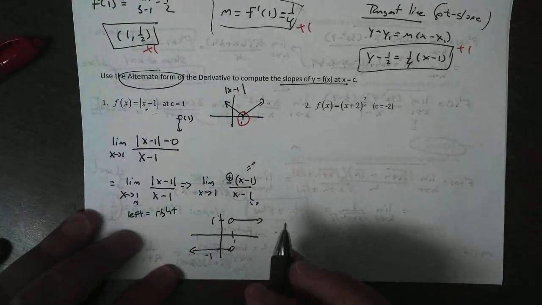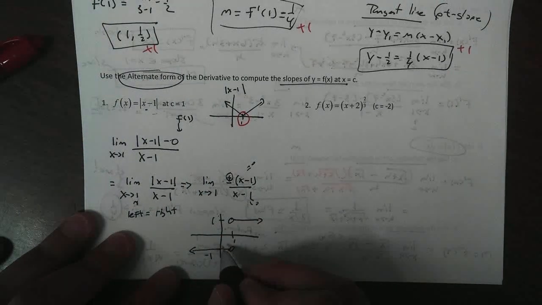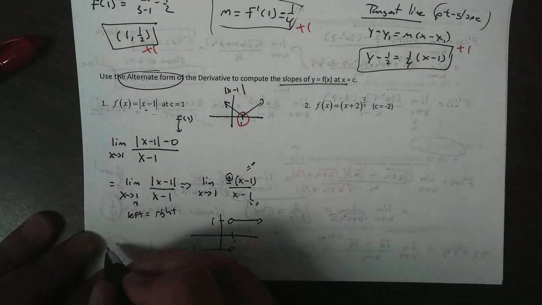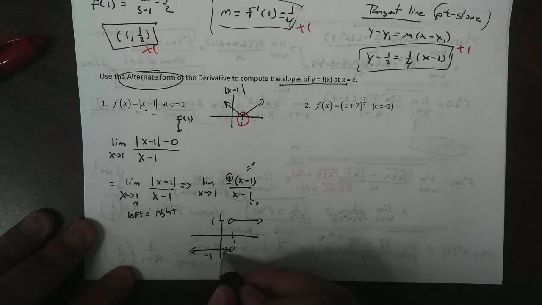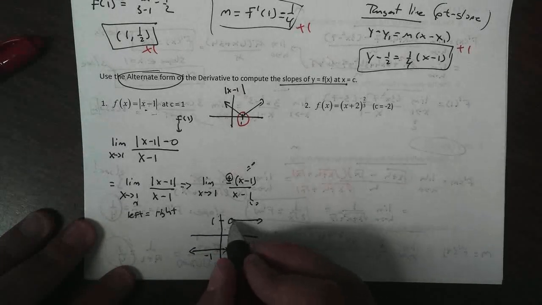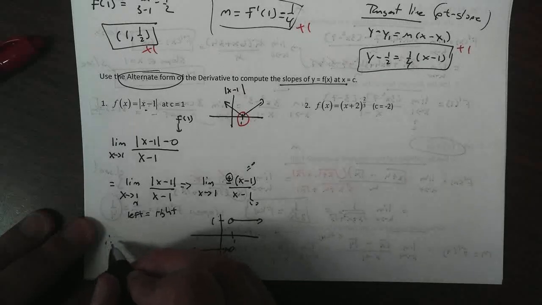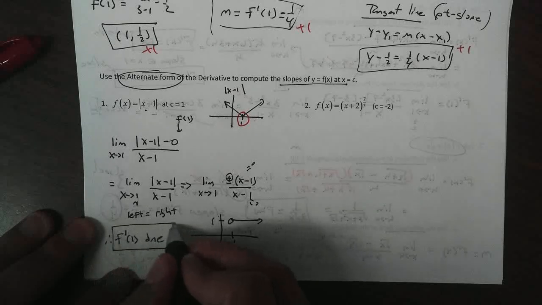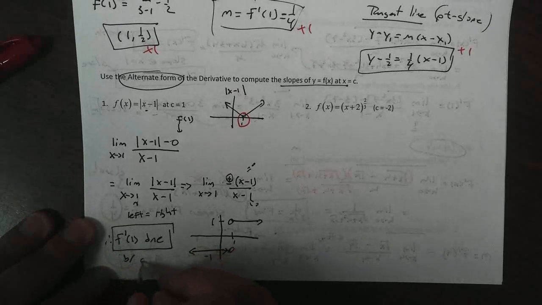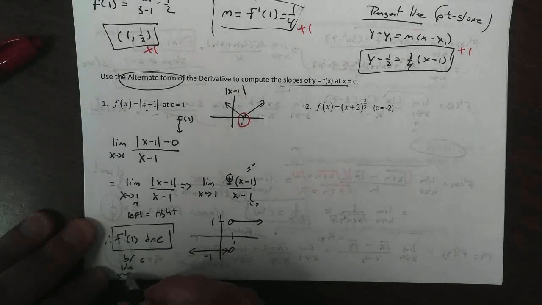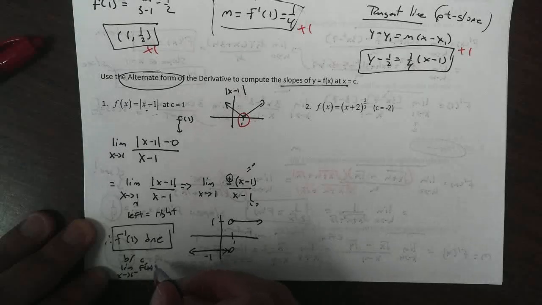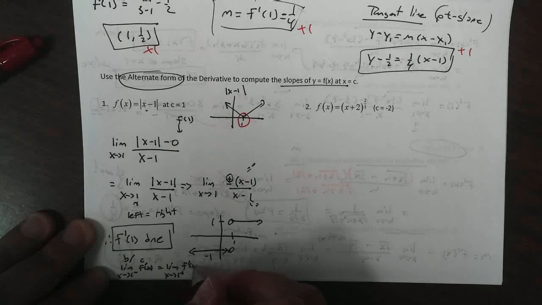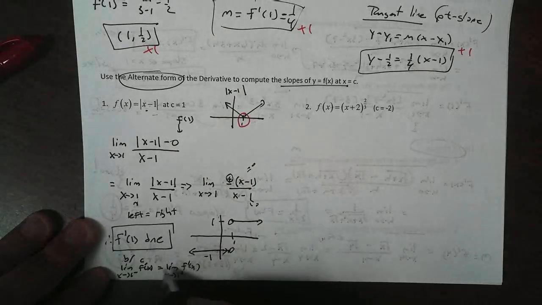So when I'm looking at this right here, if I look at the left-hand limit and the right-hand limit, I'm sorry, the limit from the left is equal to negative 1, but the limit on the right is equal to a positive 1. So we can say, therefore, the derivative at 1 does not exist. And the reason for that is, very simple, the limit as x approaches 1 from the left of our derivative does not equal the limit as x approaches 1 from the right of our derivative. Right there. So the limits don't equal each other.